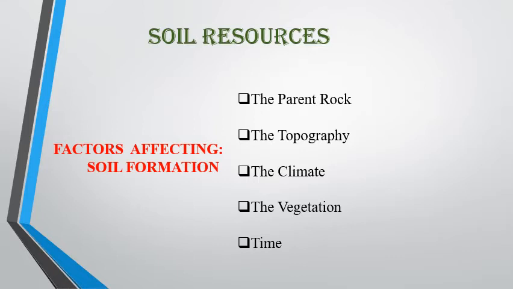Okay, students, some factors are affecting soil formation. Students, which factors are responsible for soil formation? That means, how does soil form? Listen, soil formation is influenced by five factors: the parent rock, the topography, the climate, the vegetation, and time. Listen, students. First, the parent rock. The original rock from which soil is formed by the process of weathering is known as parent rock.